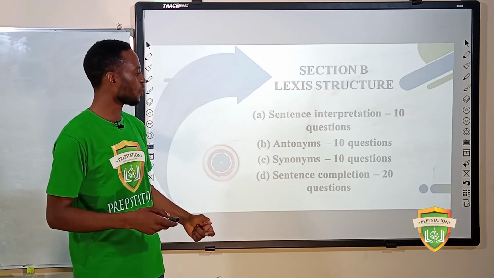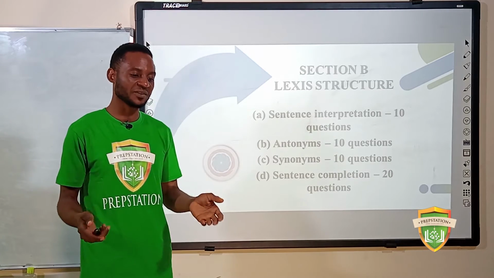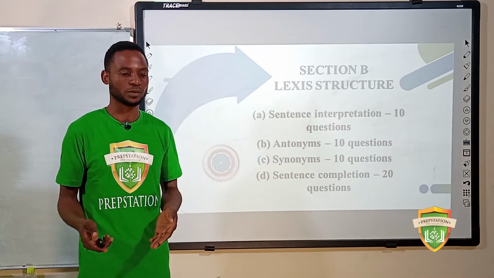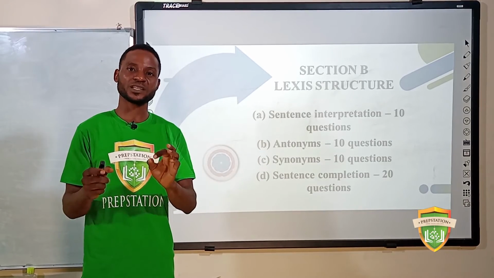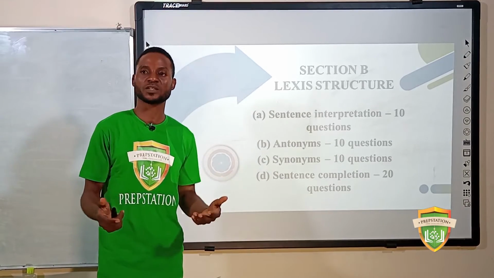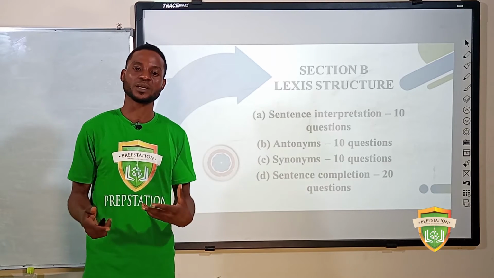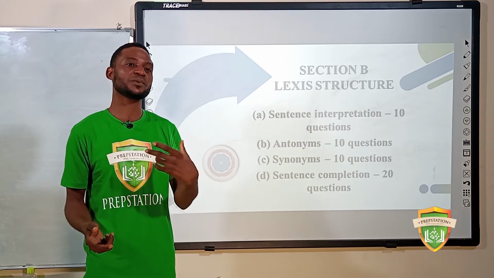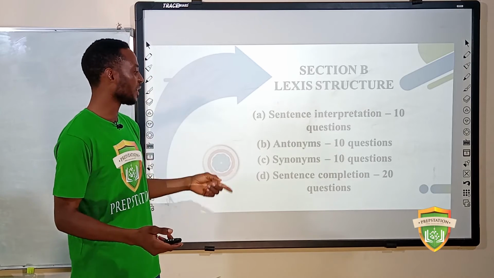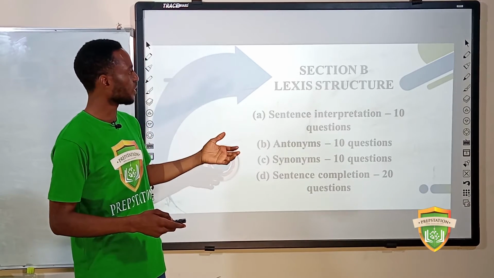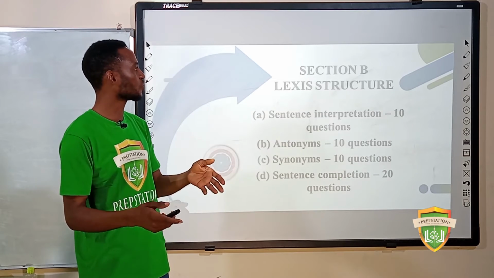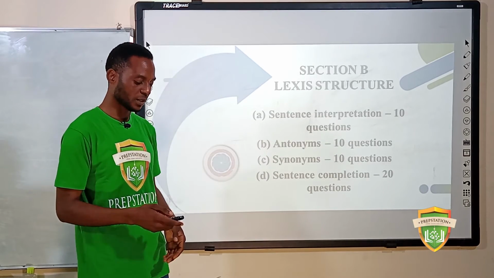And you will also be tested in the area of sentence completion. Here, some words will be taken out from sentences, and a list of such words will be given together with other words or phrases, and then you will be required to pick the right one that will complete the sentence. So this will be contained in what we can call lexis and structure.